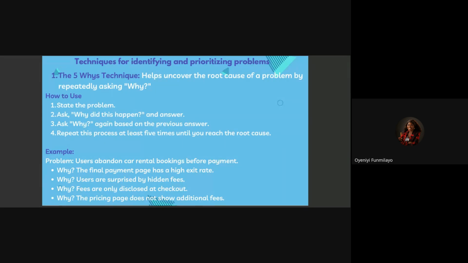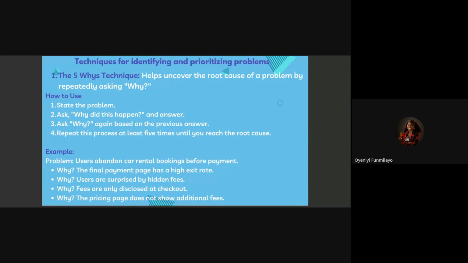And then based on whatever answer that you gave, or maybe your teammates give, you will now add another why based on the previous answer. You repeat this process at least 5 times. When you do this 5 times, you'll be able to get to the root cause.